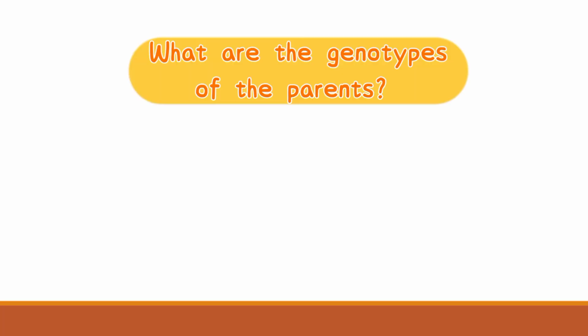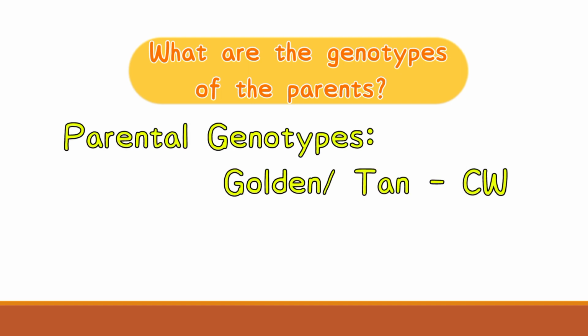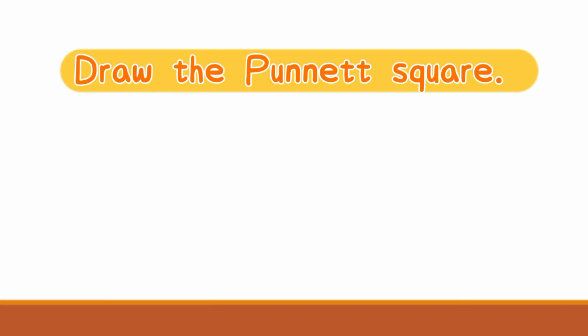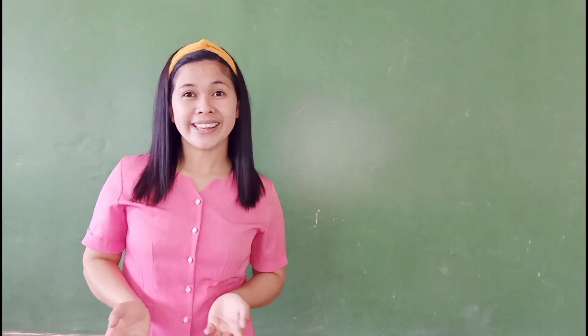Let us begin by identifying the genotypes of the parents. What are the genotypes of the parents in this problem? The genotypes of the parents are symbolized by CW for the golden tan horse and by WW for the white-colored horse. Now, I want you to represent this cross using a Punnett square. Have you done it right?